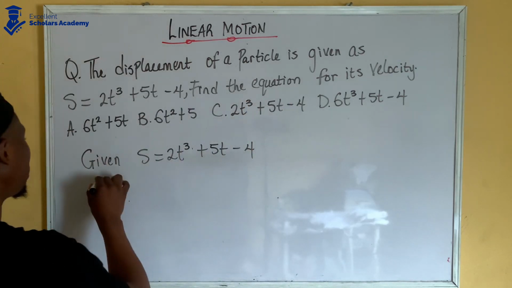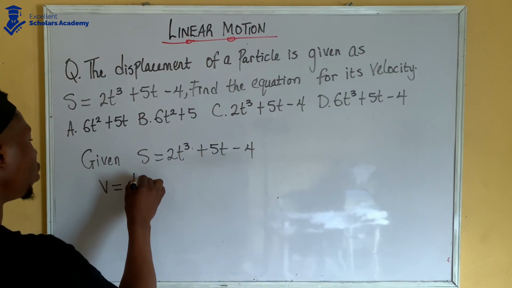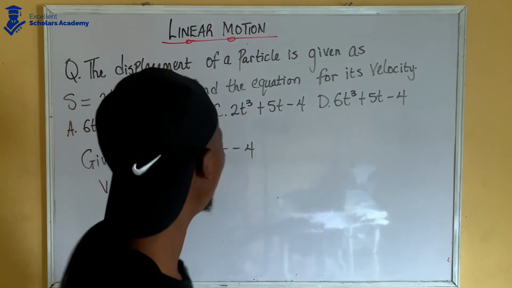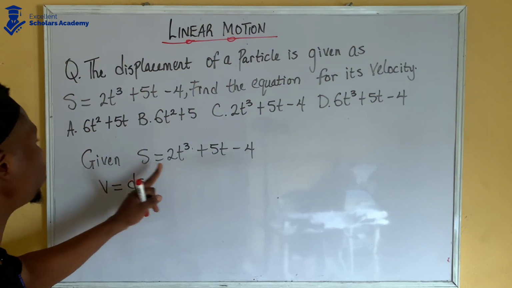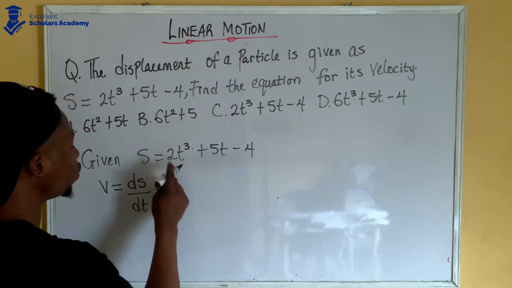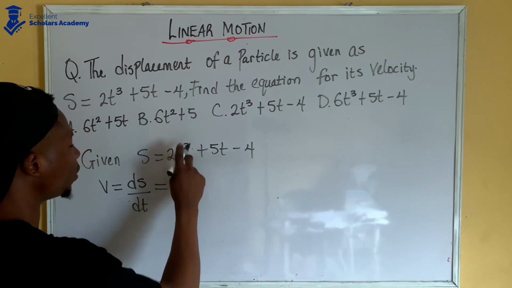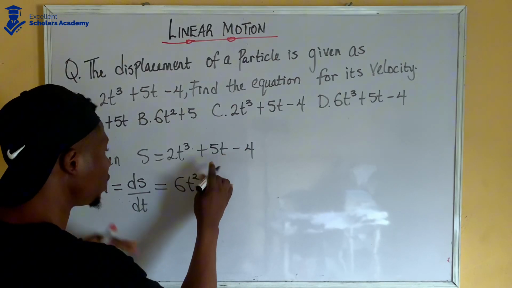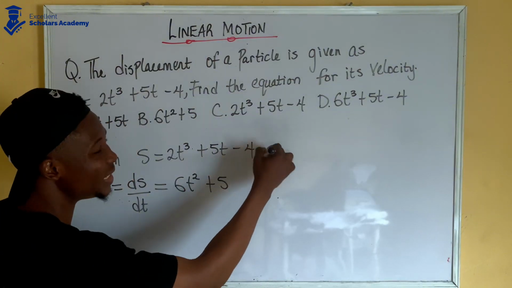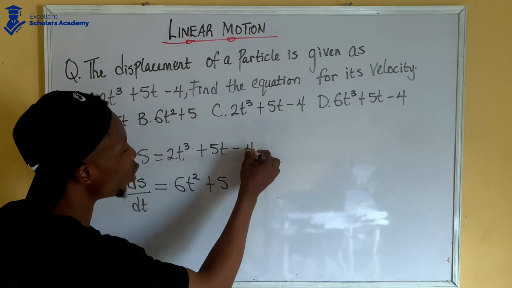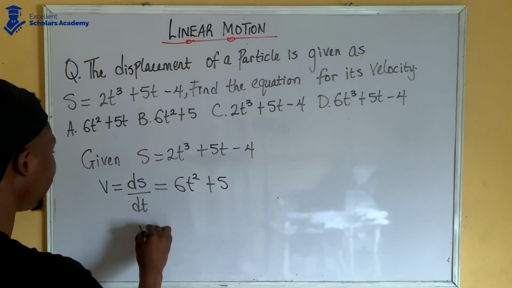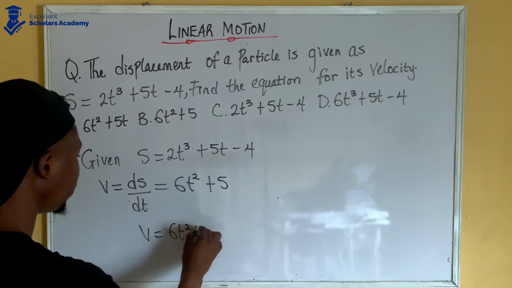Now, I want you to know that velocity is change in displacement over change in time. All right? So meaning that for us to find our velocity, we're going to differentiate s with respect to t. Now, how do we do that? We're going to differentiate this. So 3 times 2 gives us 6t. Then subtract 1 from 3, you have 2. If you differentiate 5t, you are going to have 5. If you differentiate minus 4, an ordinary number that does not have a variable at the back, you get 0. So this is going to be our velocity. Our velocity is equal to 6t squared plus 5.